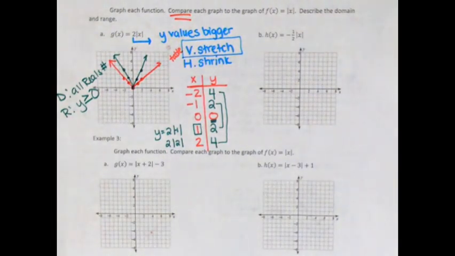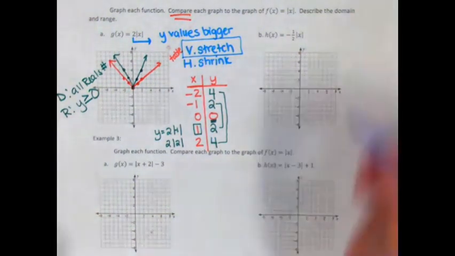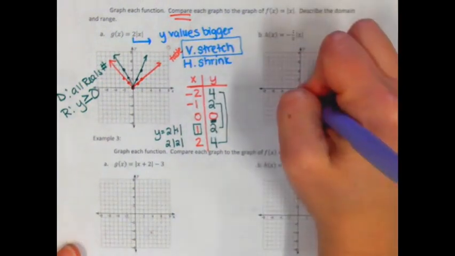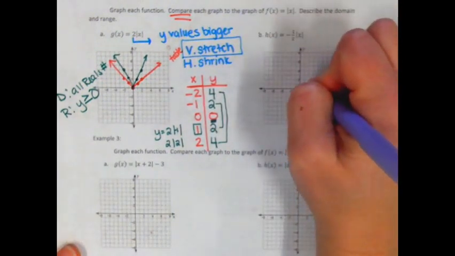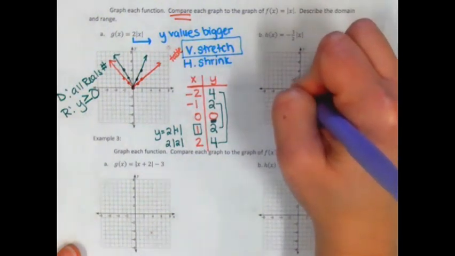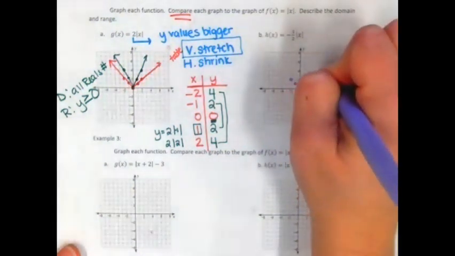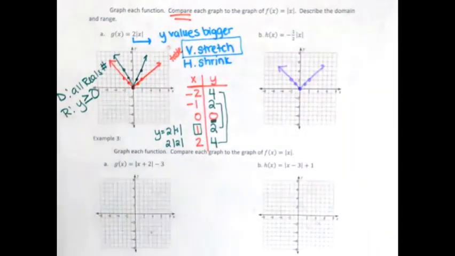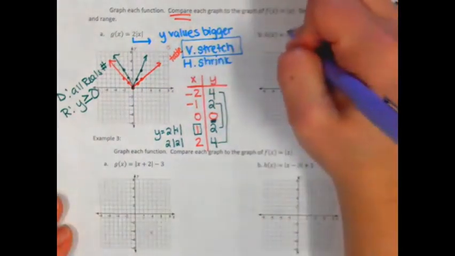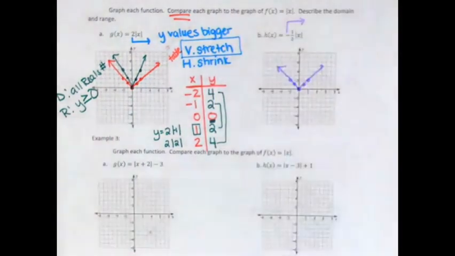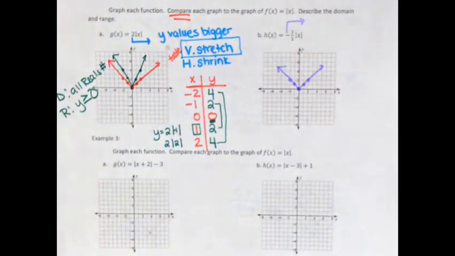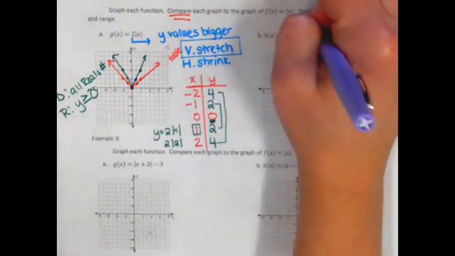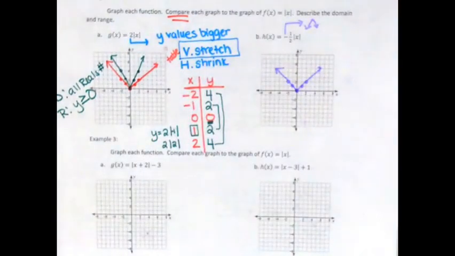Let's look at B here. I'm going to go ahead and do my parent function again: (0, 0), (1, 1), (2, 2), (-1, 1), (-2, 2). I do that because it helps compare a little bit. Now, we have a negative out front. What does that negative out front mean? That it's going to open what direction? It's going to open down. The negative out front will always tell me it's going to open downwards.